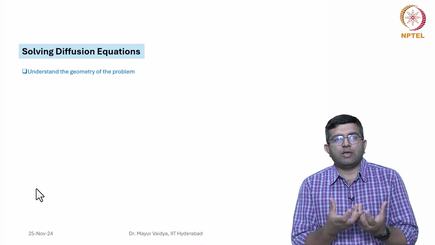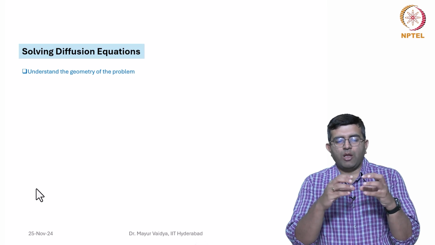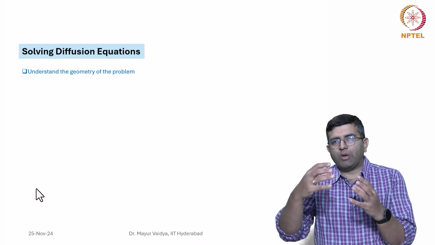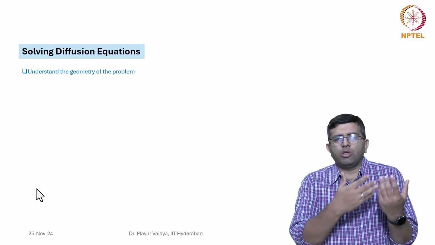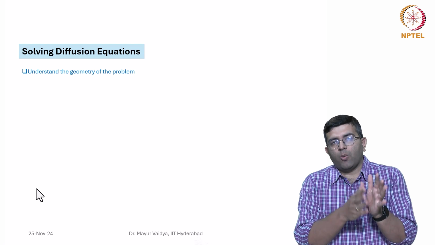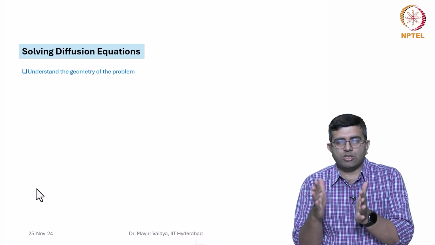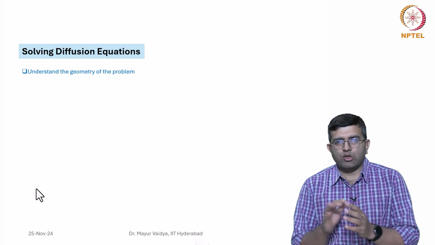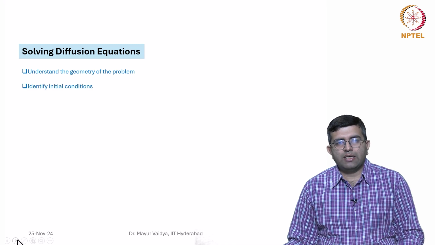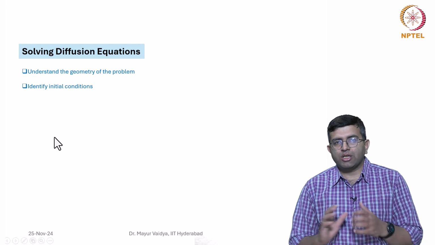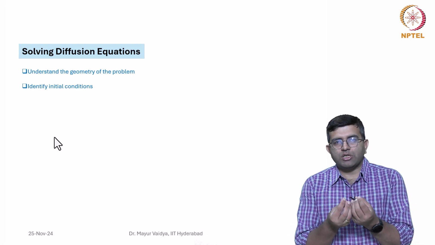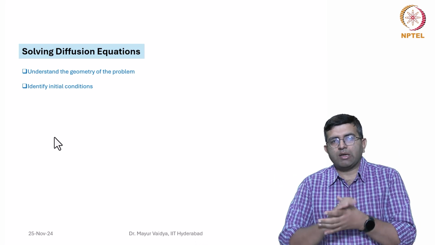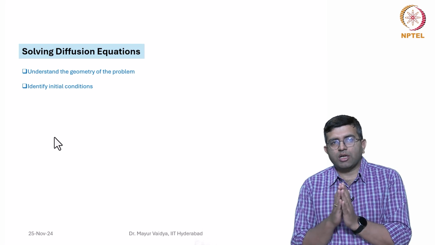Sometimes it is also helpful to decide in which direction the diffusion is dominant, because many times diffusion in only one direction is important, the other two you can neglect, and therefore frame it as a one dimensional diffusion problem, which is much easier to handle. So the first step is to understand the geometry of your problem. Then second is to identify the initial conditions. Before the diffusion process starts at t equal to 0, how is the concentration spread in your sample? That is what comes under initial conditions.